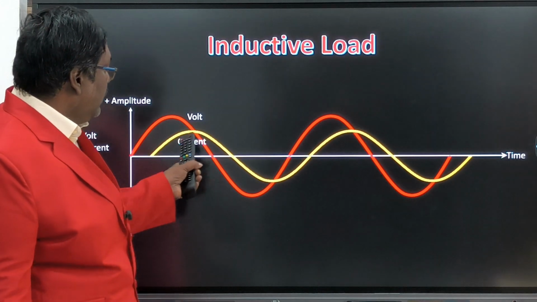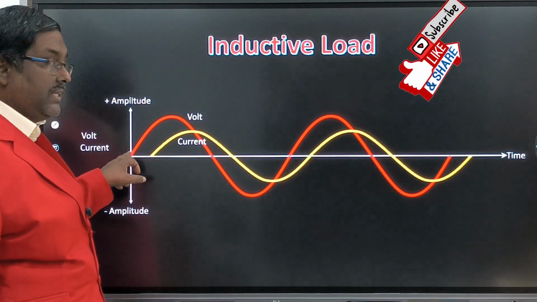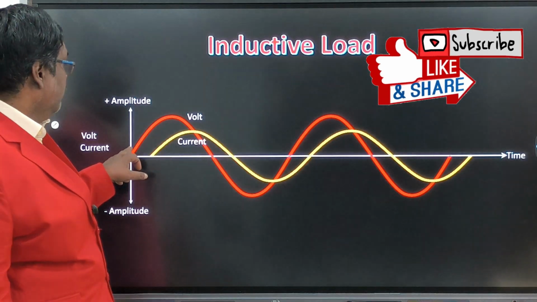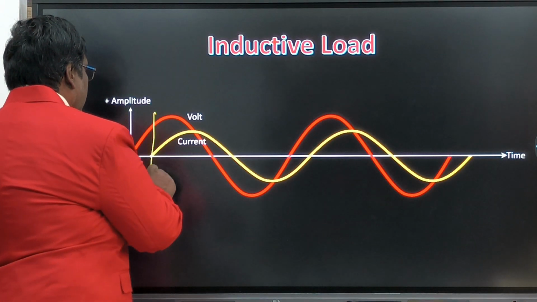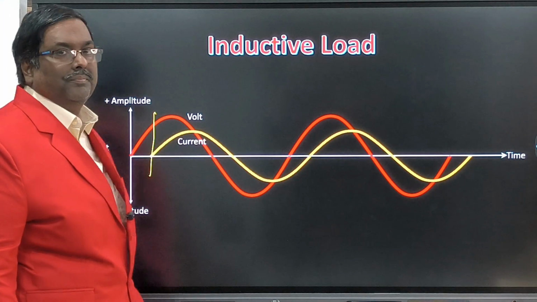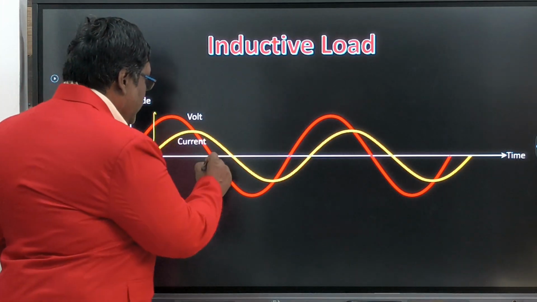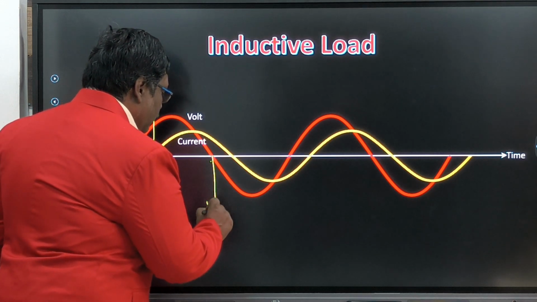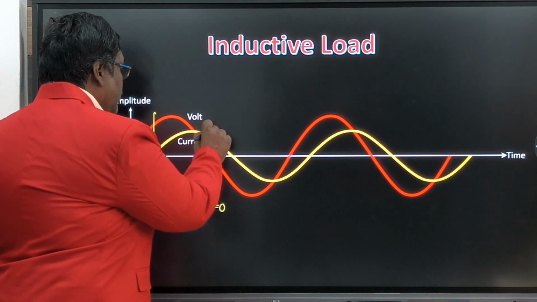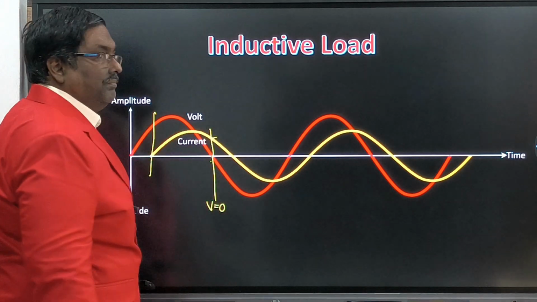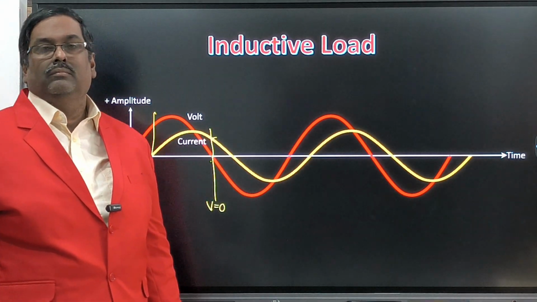Now the inductive load, what is happening? See, the current curve is delayed, because the voltage started from this center point, but it is reaching up to here, and only then the current starts rising. After that the voltage becomes 0 here, but the current is still there in the same position, and when the current is 0, the voltage at that time is in the reverse direction.